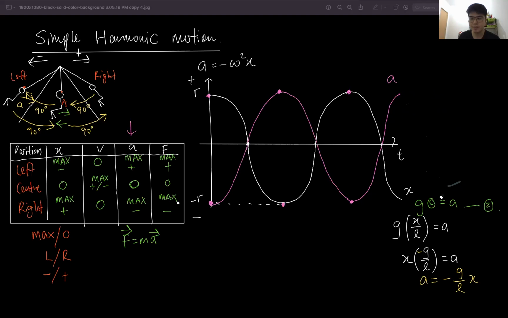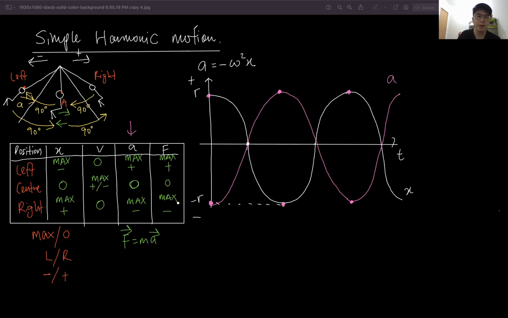How about velocity? Okay, we sketch the velocity curve. Now for velocity, look at the maximum. Where is the maximum velocity? Maximum velocity is at the center, right? Center, that means when the displacement is 0. Now I want you to look at this part from here to here. Let me highlight it. From here to here.